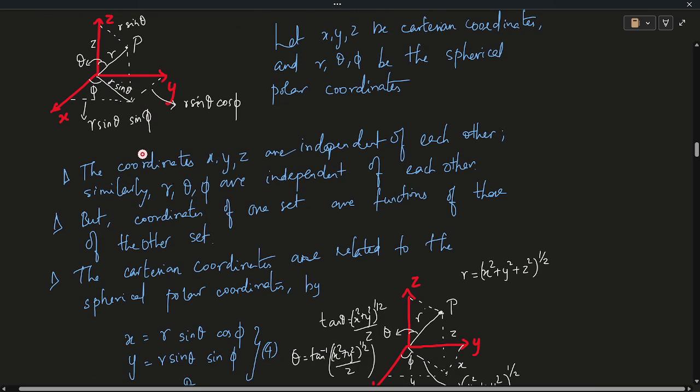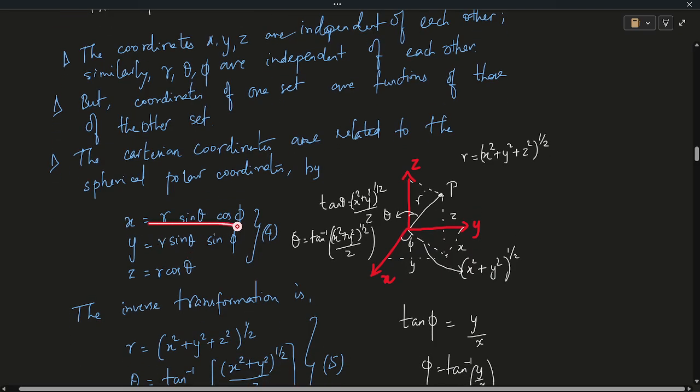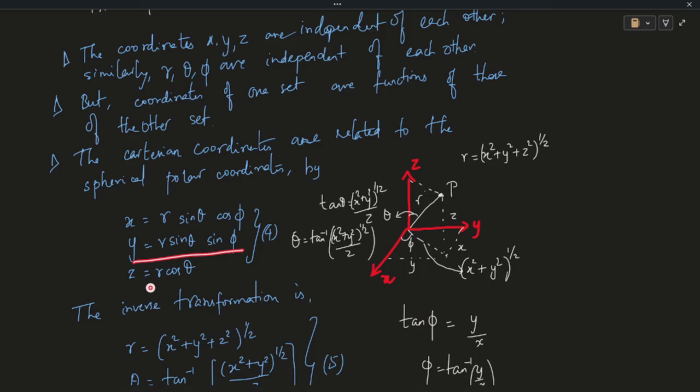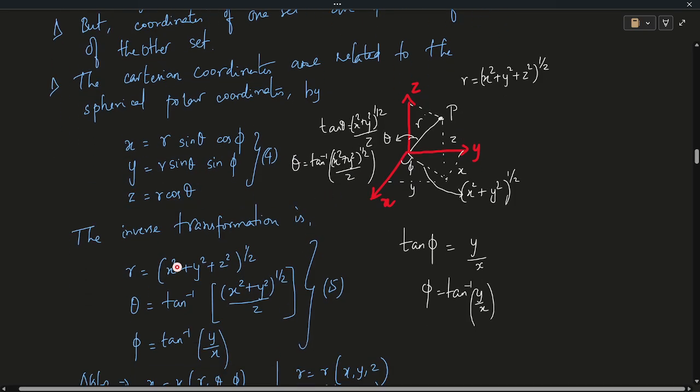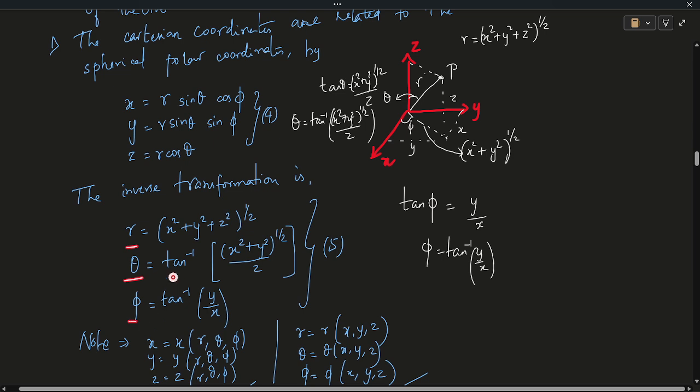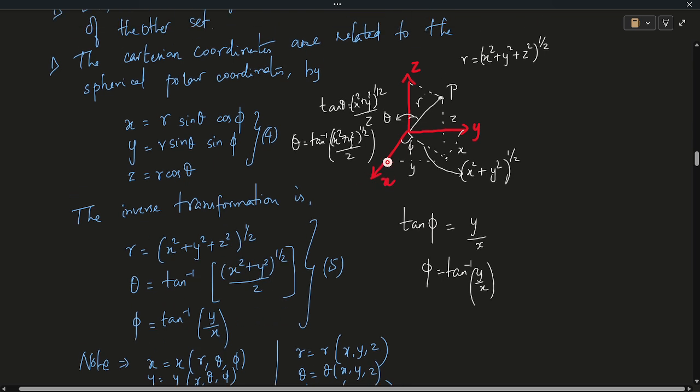So with that in mind, we can write these three equations. x is equal to r sin theta cos phi, y is equal to r sin theta sin phi, and z is equal to r cos theta. What have we done? We have written the older coordinates in terms of the newer coordinates. And the inverse transformation, what do I want? I want the newer coordinates to be written in terms of the older coordinates. How do we do it?